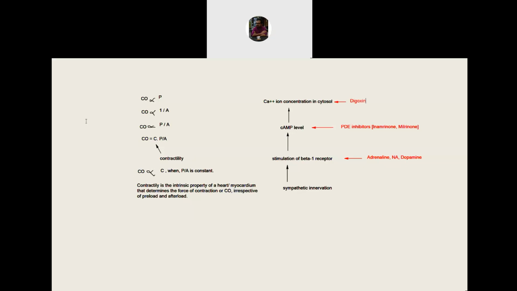You can also guess from this what are the negative inotropic agents. Anything that will oppose the process. So anything that blocks the beta 1 receptor is a negative inotropic agent. For example, beta blockers. Anything that decreases the calcium ion concentration is a negative inotropic agent. For example, the calcium channel blockers.